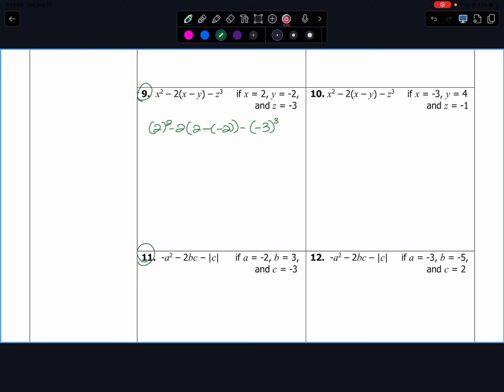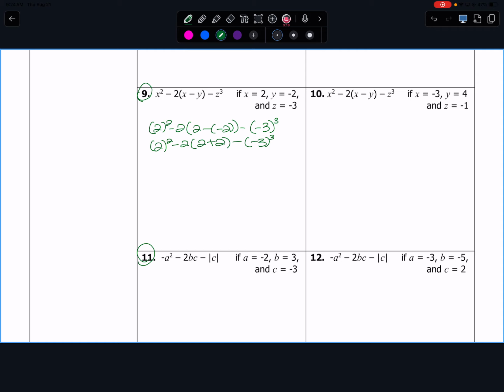So I could do my parentheses first. I have 2 squared minus 2 times 2 plus 2 minus negative 3 cubed. When it comes to showing work, some of you can do some stuff in your head. I need to see some work in order for me to be able to give you credit. I also need to see some work because when you mess up and you take 2 plus 2 and you cannot get 4 for some reason, I want to be able to give you partial credit for it.